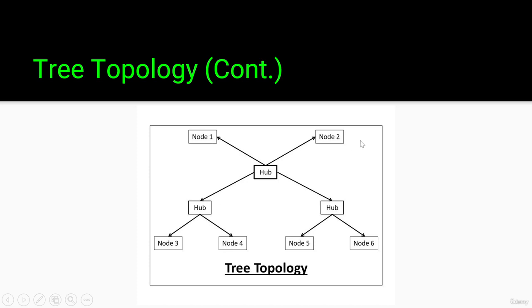We have node 1 and node 2. We have a hub, and the hub is connected to another hub that connects node 3 and node 4. And here you can see the same thing for node 5 and node 6. So node 6, to reach node 2, it has to go through this hub, then to this hub, and from this hub it will go to node 2, etc. Again, this is just a general topology, but keep that in your mind.